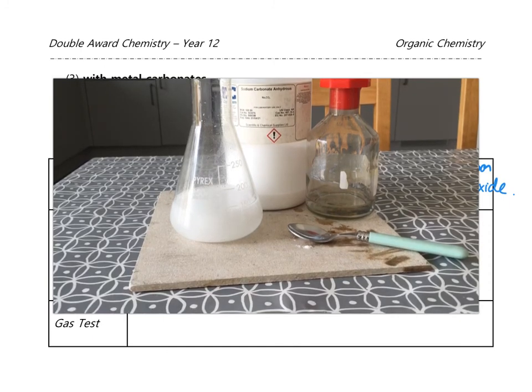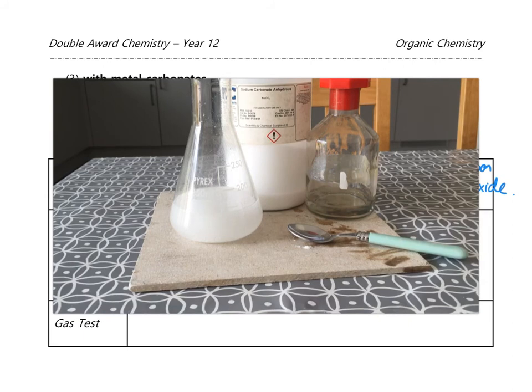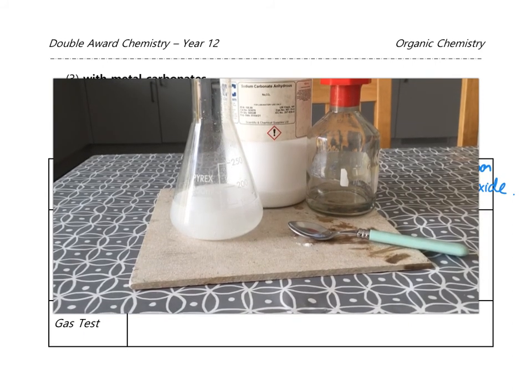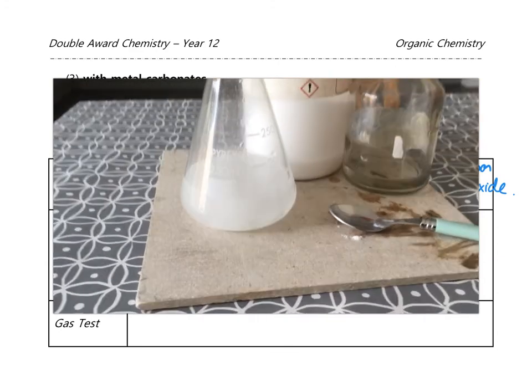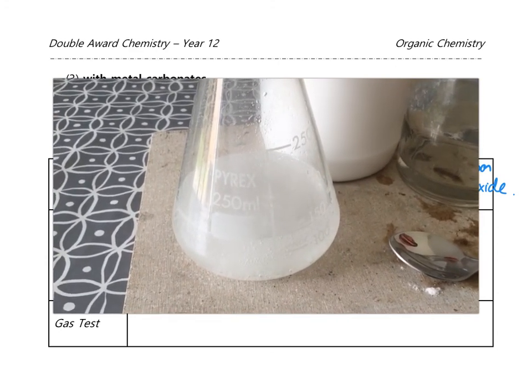Okay, so what do we see happening? We see fizzing again, and that's because we're releasing a gas in this reaction. So we're producing a gas. What's our gas? It's carbon dioxide this time. So we can see that there is fizzing. And let's have a little closer look at our reaction. You can see the fizzing is still continuing.